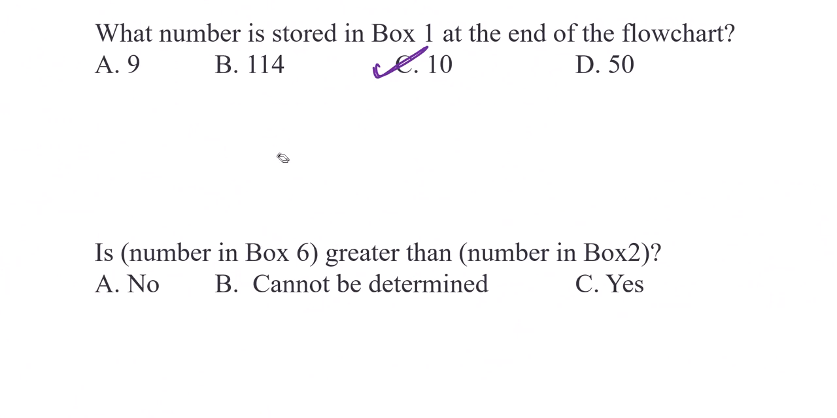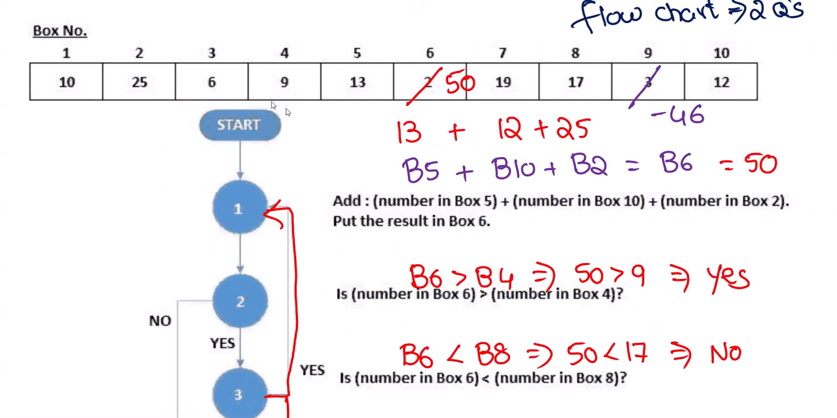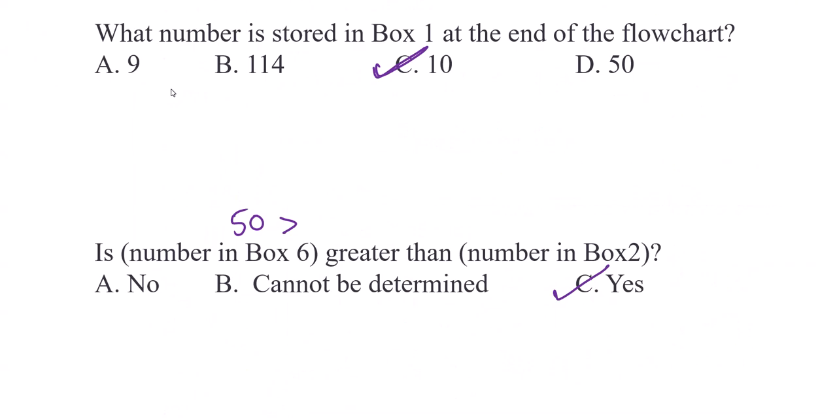Next is number in box 6. Number in box 6 is 50, is it greater than number in box 2? Yes, because that's the highest value. Number in box 6 is the highest actually. Box 2 is 25 only. 50 greater than 25? Yes. Right. So next one. These are the questions related to the same flowchart.